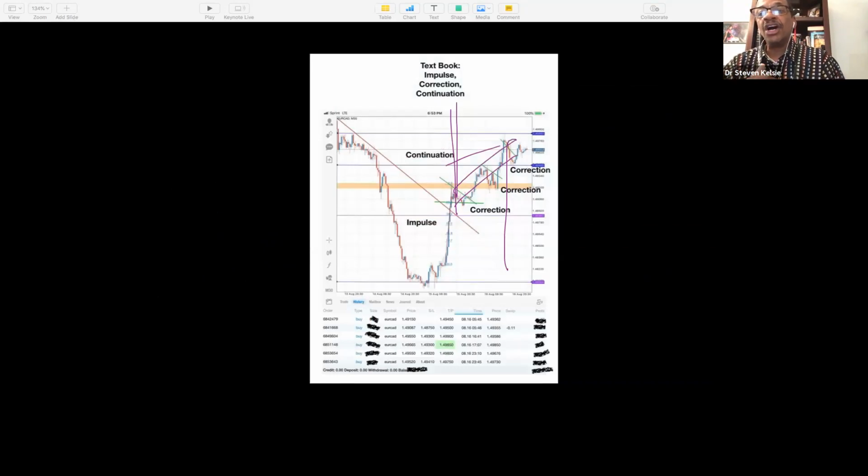All right, this is good. This is strong right here. This is strong. Okay, this is textbook stuff. Impulse, correction, continuation. Are y'all still with me?